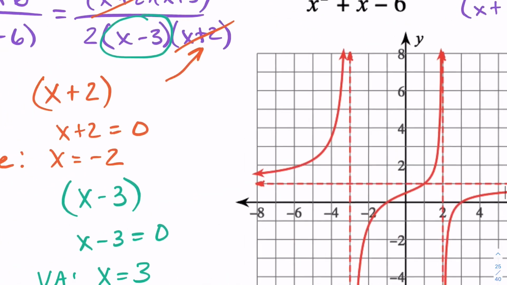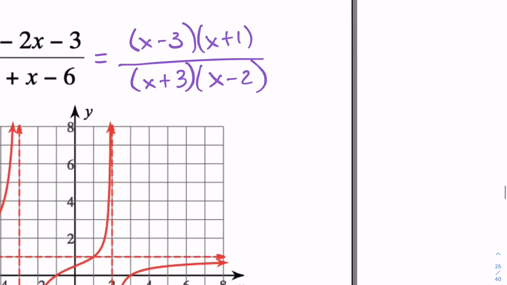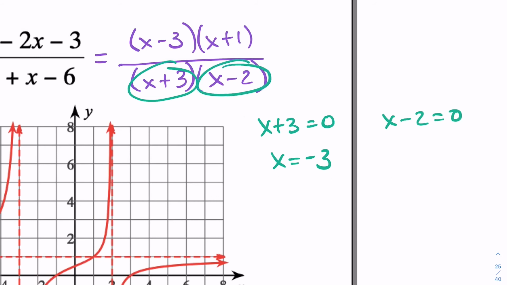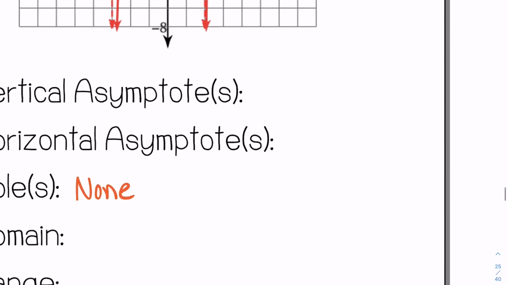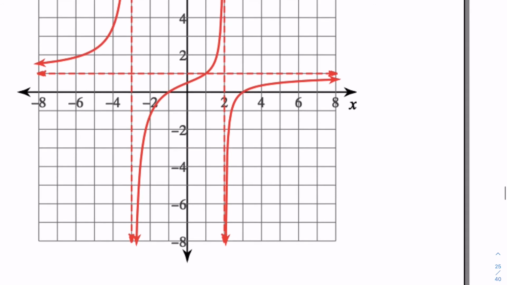What are my vertical asymptotes? Well, I did that in green. So x plus 3 equals 0, so x equals negative 3, and x minus 2 equals 0, and so x equals 2, so these are my vertical asymptotes. So x equals negative 3, x equals 2. And we see them right here, negative 3 and 2.